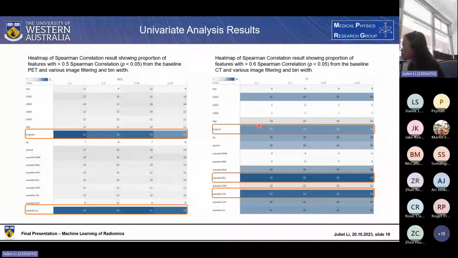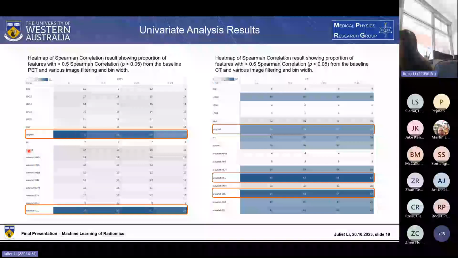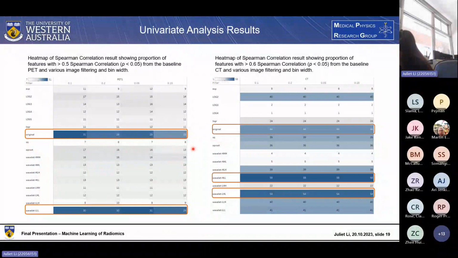So although the previous square root, logarithm, and exponential filters gave good feature stability, they didn't give good feature predictability. With the application of those filters, the features are actually less associated with the follow-up calcium score. As we mentioned before, there is such a trade-off.